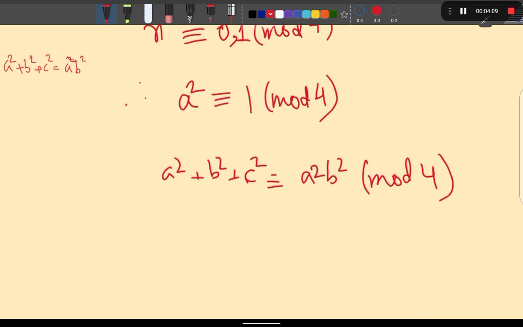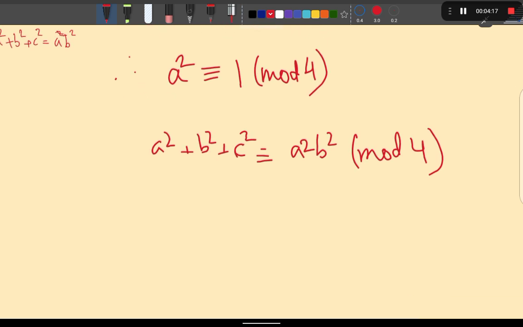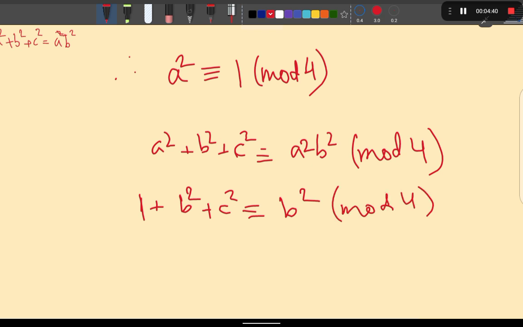Since both are the same, you can just see it. So now a square we can take out from both sides. So we have b square plus c square congruent to 1 plus b square c square, since we are taking out from both. We have congruent to b square mod 4. So we got c square congruent to minus 1 mod 4.